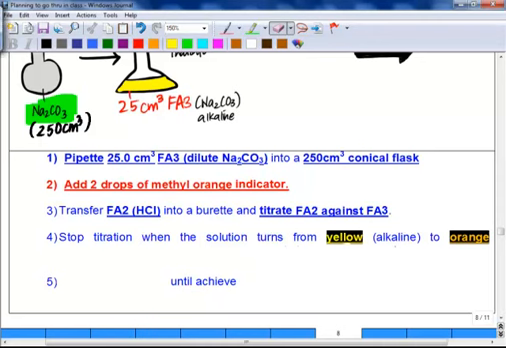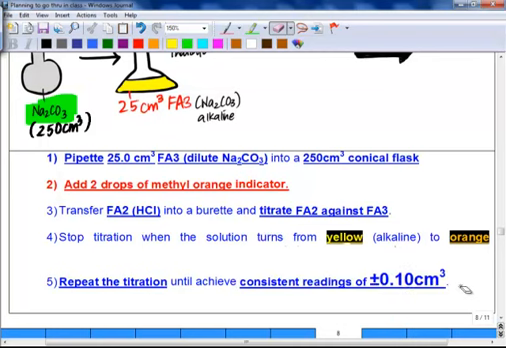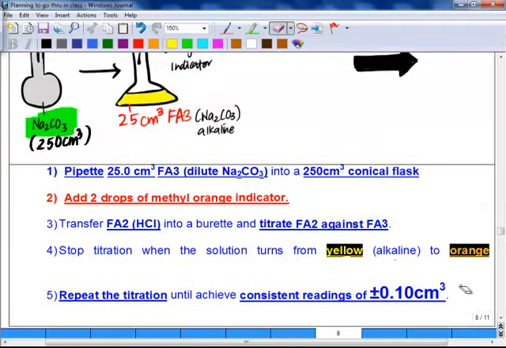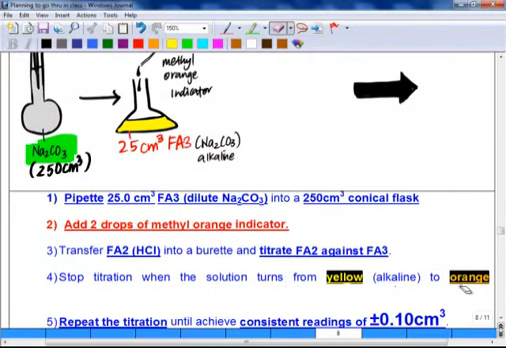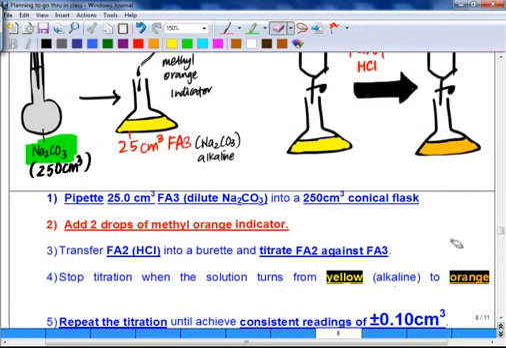Last step, Diana, what's the last step? Repeat until? Correct. Okay, good. So again, just 5 simple steps for titration procedure. Yellow to orange.